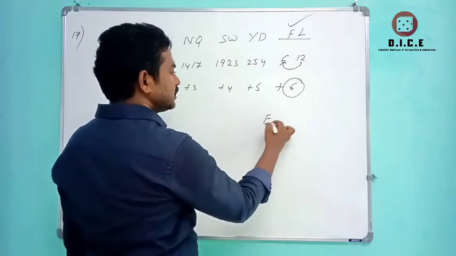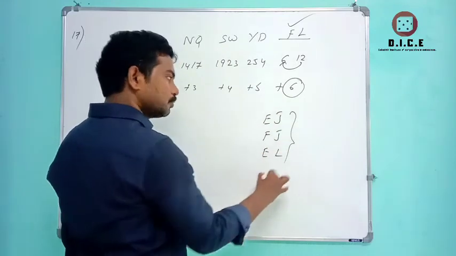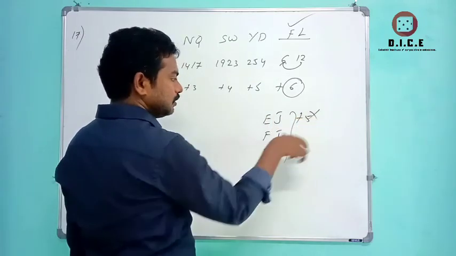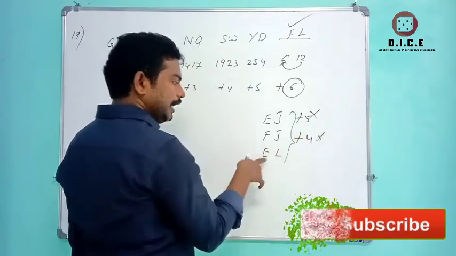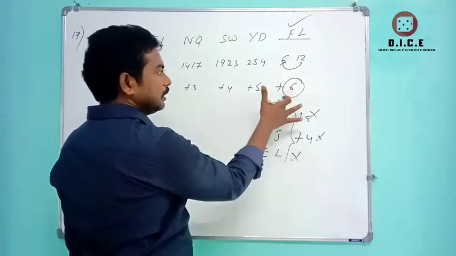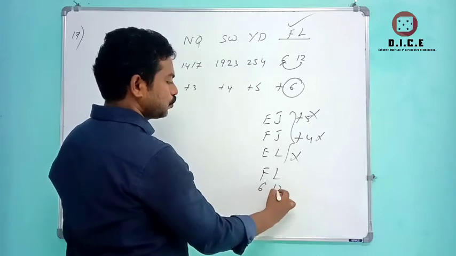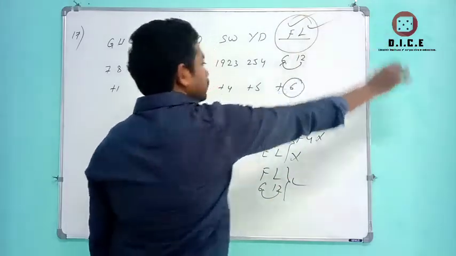If not, the options are EJ, FJ and EL. If you see the remaining 3 options also, E is 5, J is 10, plus 5, it is not carrying. F is 6, J is 10, that is plus 4, that is not carrying. E is 5, L is 12, that is plus 7, that is also not carrying. The gap should be plus 6. That is only in option 4. F is 6, L is 12, there is a gap of 6. So FL is your answer.